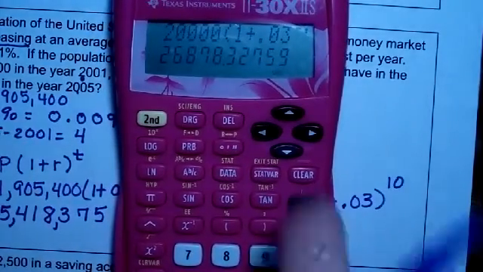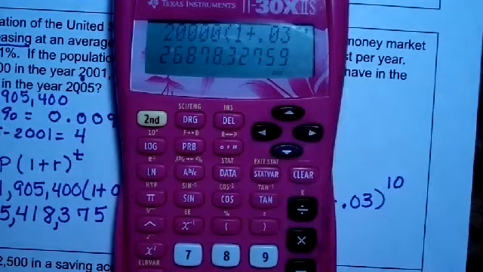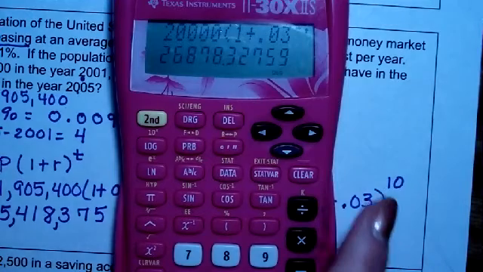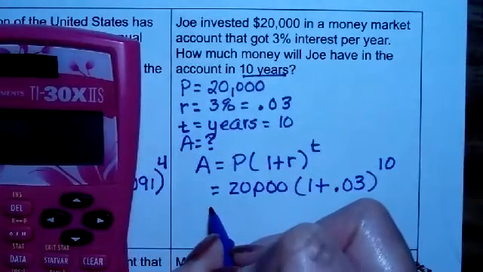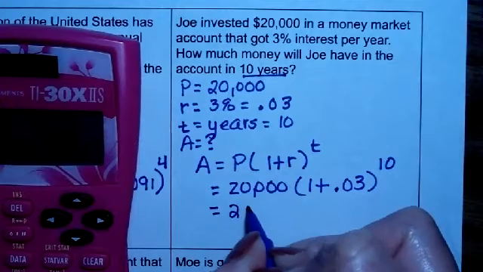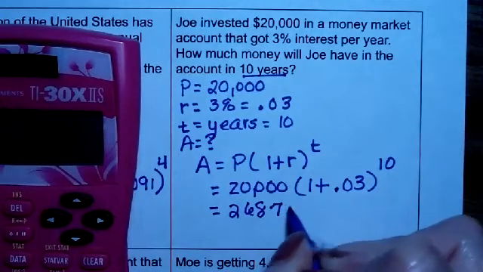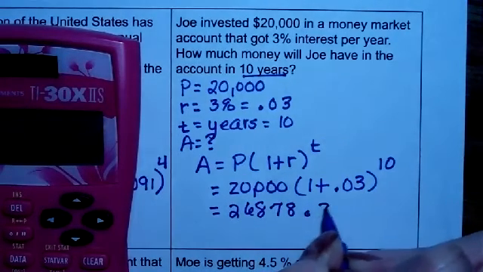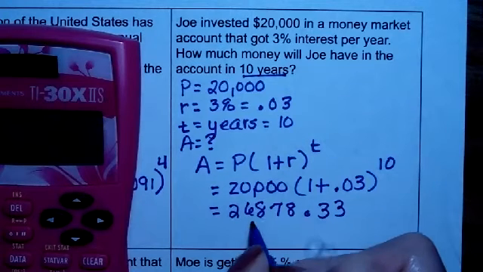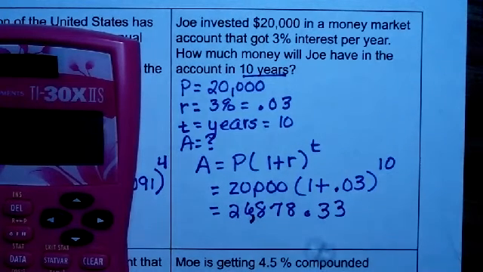And I notice it's got like 5 decimal places, but it's money. Money only goes to 2 decimal places. So I'm going to round it to the nearest penny. Okay. So when I round to the nearest penny, I'm going to have 26,878.33. And I want to put a little comma right there. So in 10 years, his money grew to where it was $26,878.33.